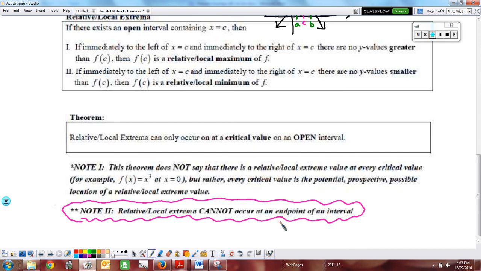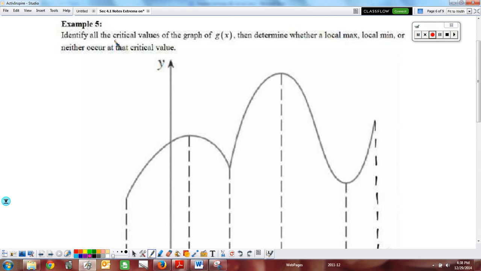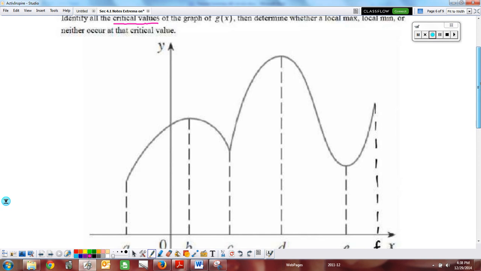All right. And also notice that the theorem doesn't say that there is a relative or local extreme value at every critical value. It just says that there may be. The fact that it's a potential, prospective, or possible location just means it's critical, that we need to check it. That's why it's critical. So here we're identifying all the critical values of the graph, and then we're going to determine whether the critical value actually is a max, a min, or neither.